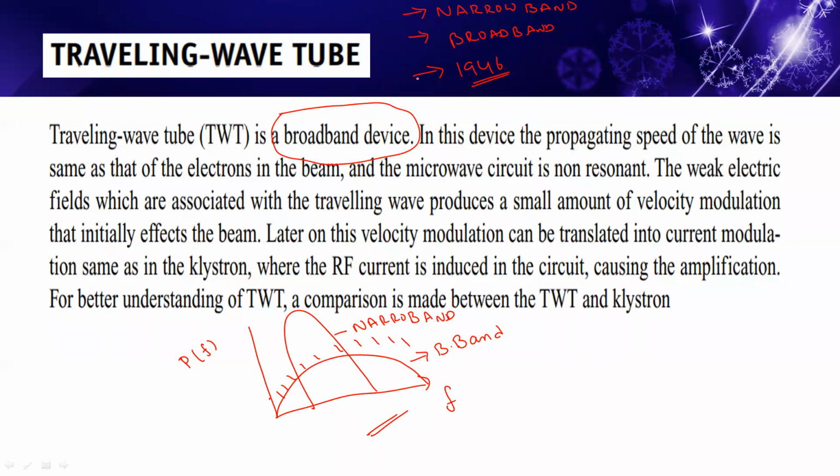So in the traveling wave tube, there is propagation of the signals, that is, the propagating speed of the wave. The propagating speed of the signals available in the electron beam is like that in the microwave circuit, which is non-resonant. So the feature of this traveling wave tube is non-resonant.